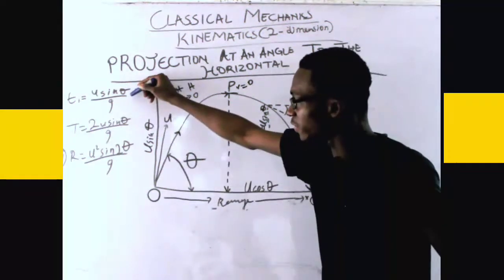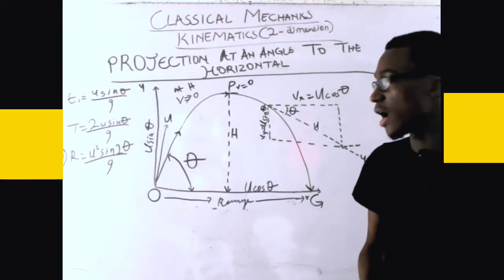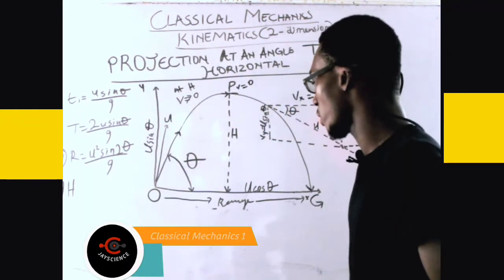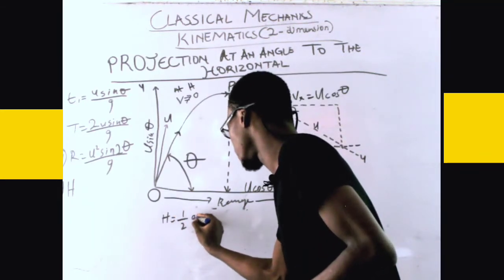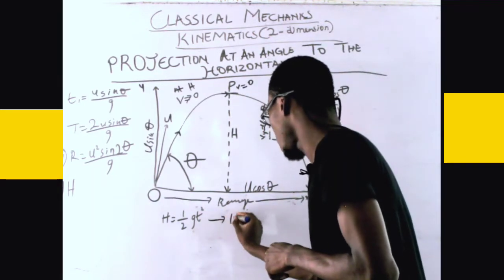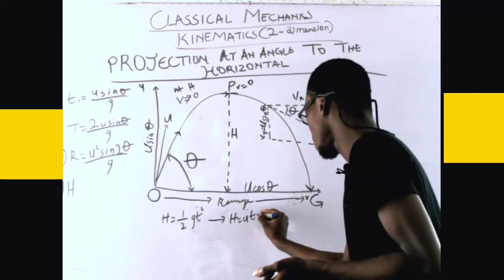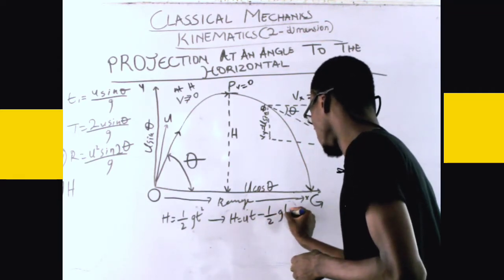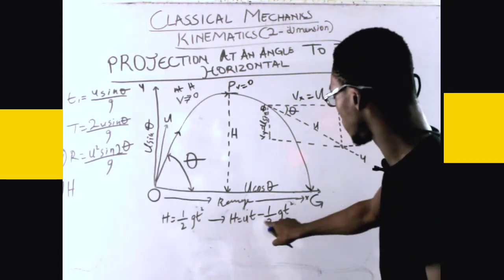So we've derived the formula for the time of flight and the range. How about for the maximum height? From what we know, h is half gt squared. We also know that h is ut plus or minus half gt squared, but we'll use minus since it's projected upwards. In this case we are going to make use of the small g.